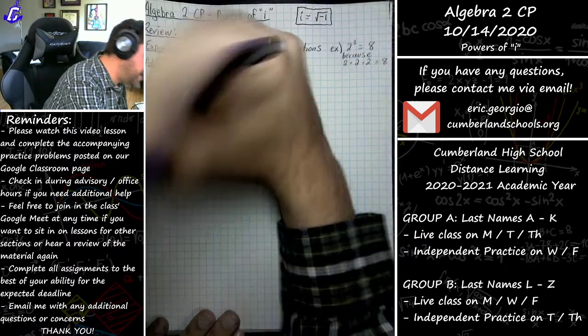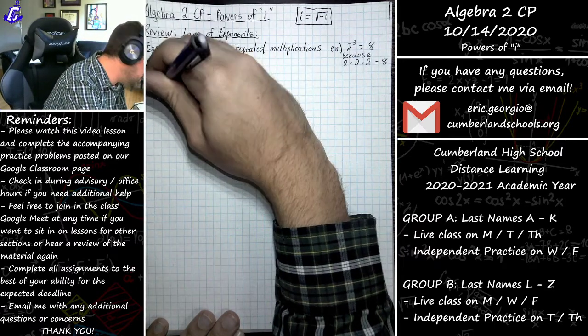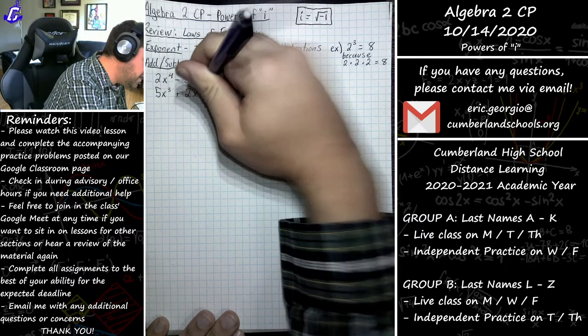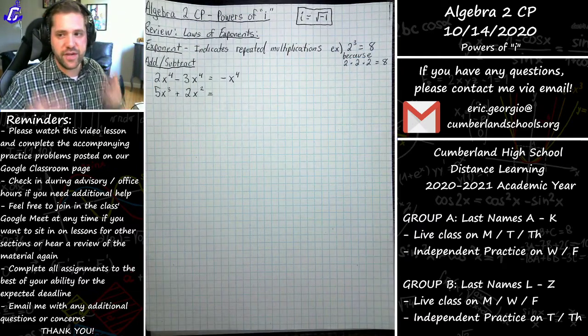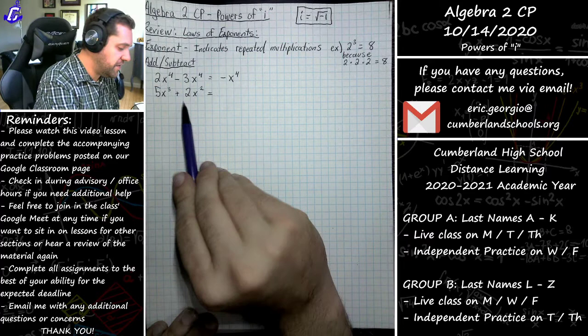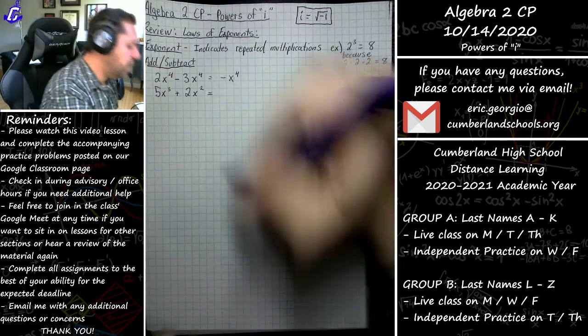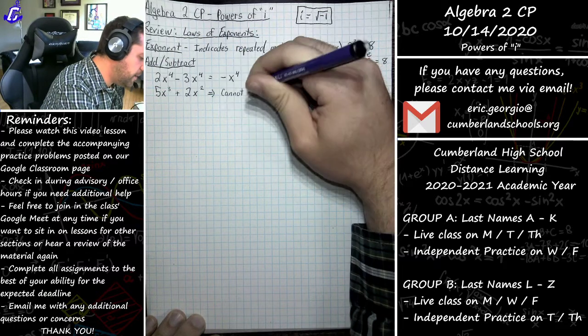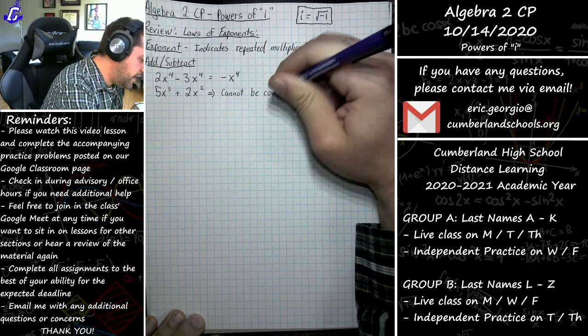If I have exponents that are unlike, for example, 5x to the third plus 2x squared, we can't combine that into some hybrid term. This is x to the third, this is x squared. Those are different. They're unlike terms. This cannot be combined, just so you're aware.